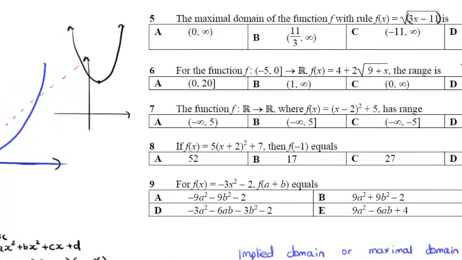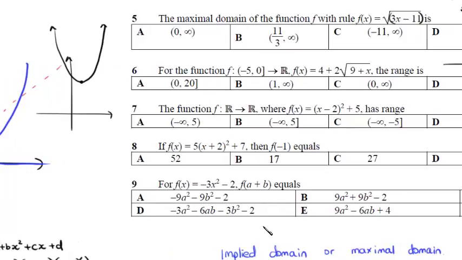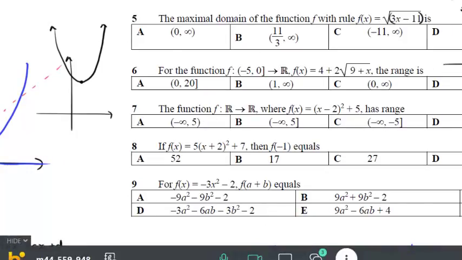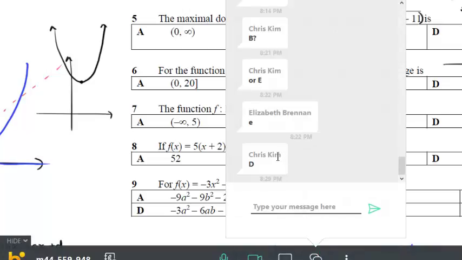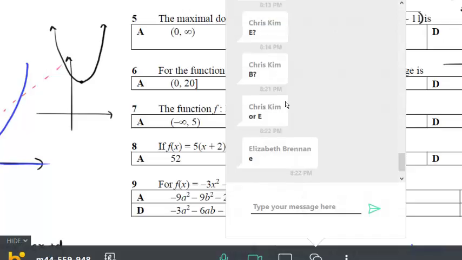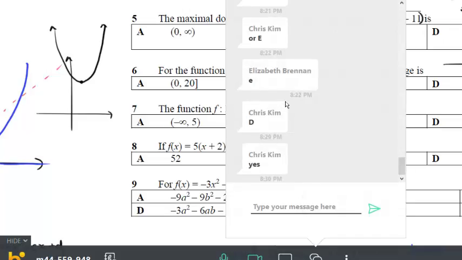So what is the range for this one? I want you to think about this. I want you to type your answer. I'll wait for your responses. So Chris, did you say D just now? Okay. D. So let's have a look.